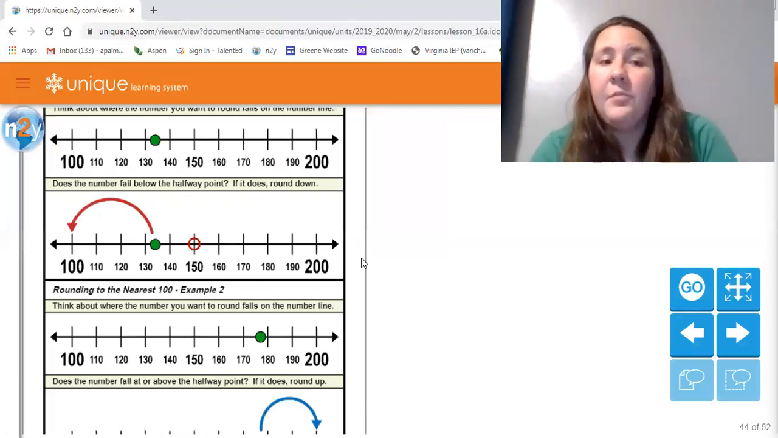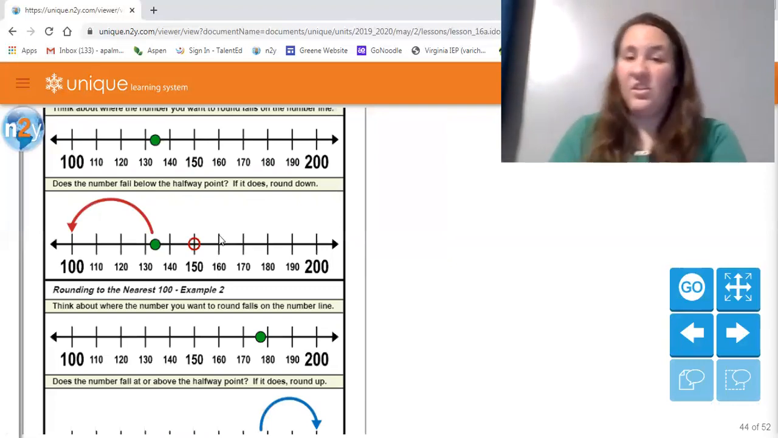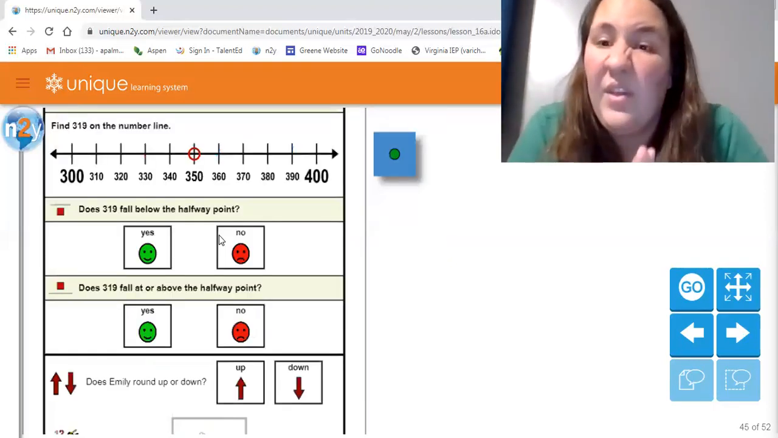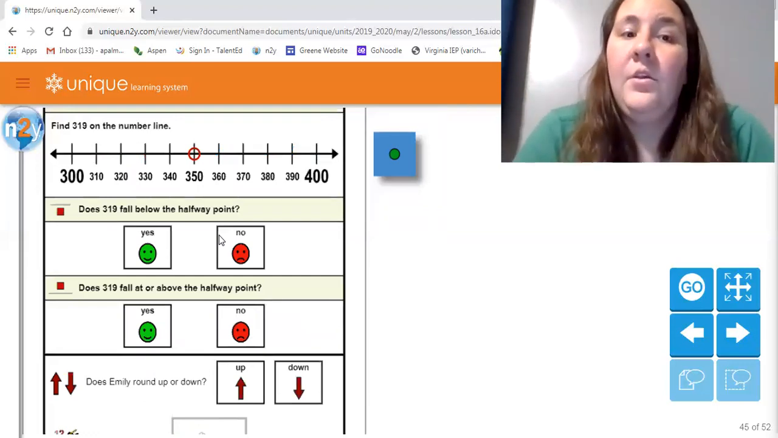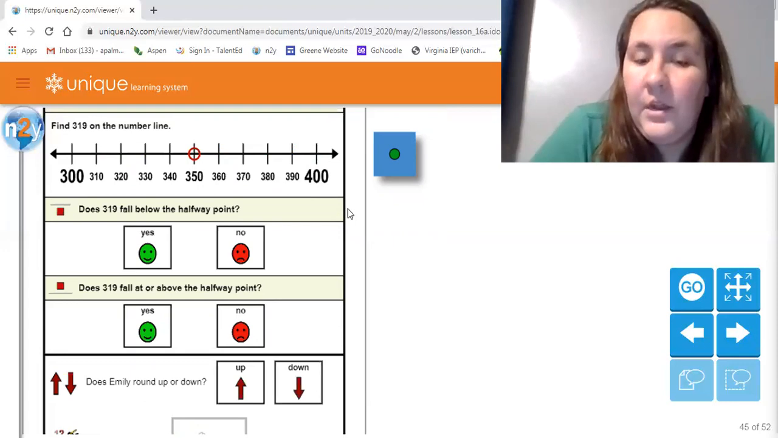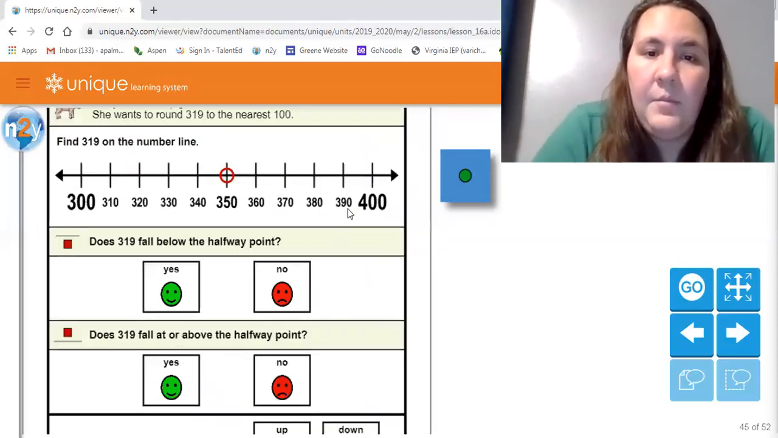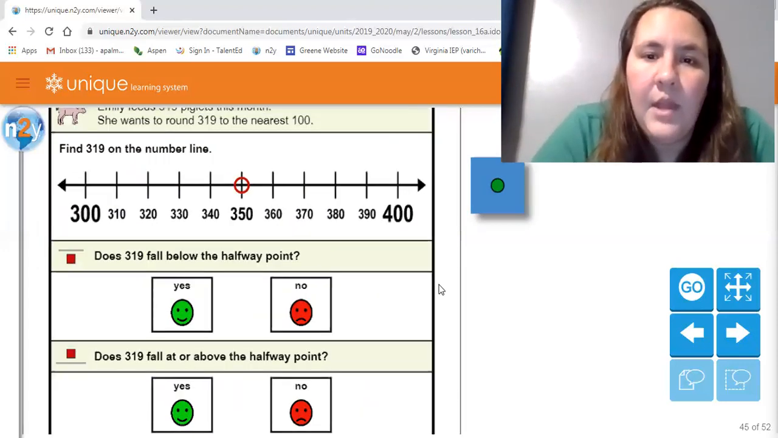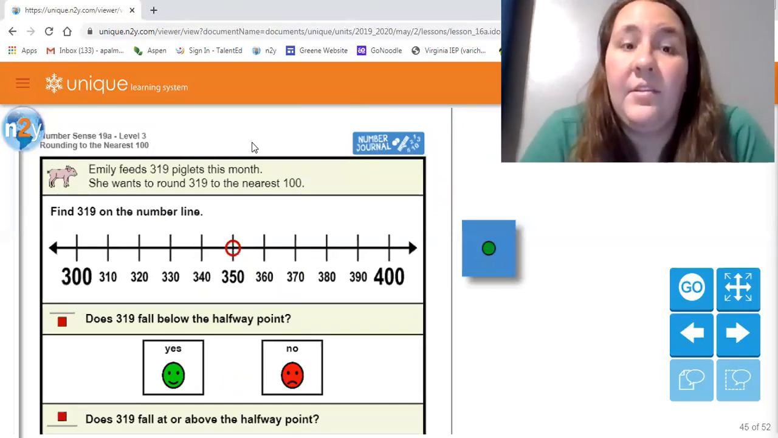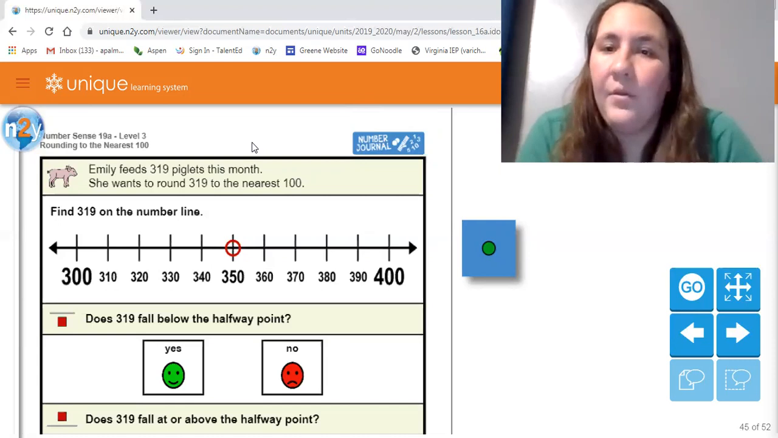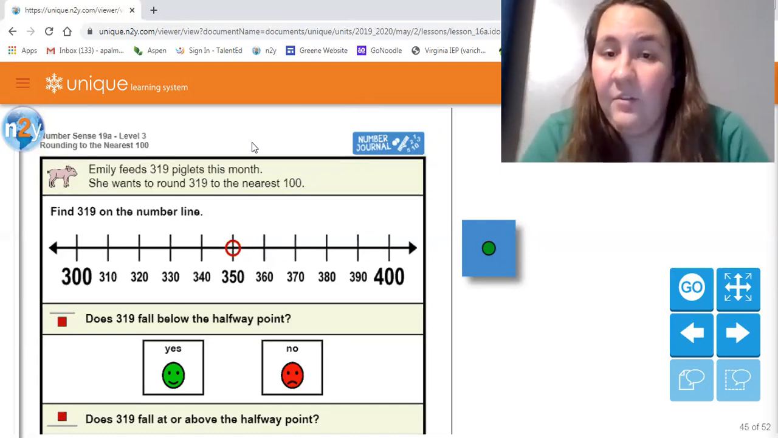And remember, for hundreds place, it was the same strategy. We just don't have to count. We have to look with our eyes and see which one it's closer to, okay? So for hundreds, and I'm going to zoom in a little bit so we can see a little bit better, our problem says, Emily feeds 319 piglets this month. She wants to round 319 to the nearest 100.